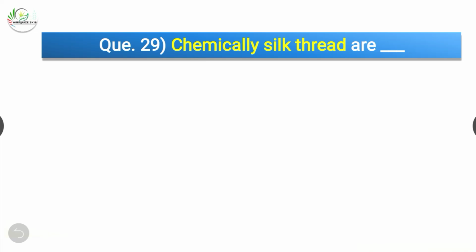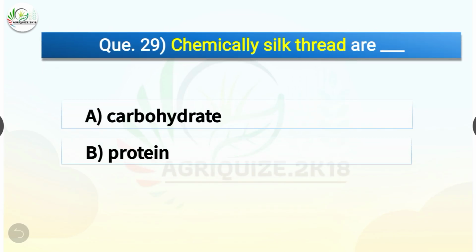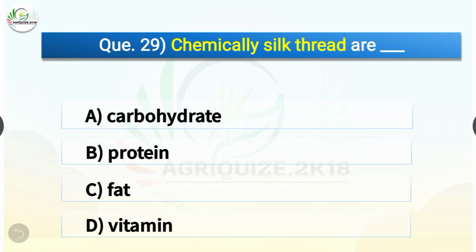Question number 29. Chemically silk thread are dash. The options are carbohydrate, protein, fat or vitamin. The correct answer is option B, protein. So chemically silk thread are protein. So silk is made up of two primary proteins, a fibrous protein known as fibroin and a sticky protein known as sericin, with the two comprising 70 to 80% and 20 to 30% of silk respectively.